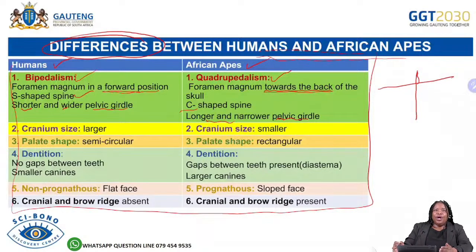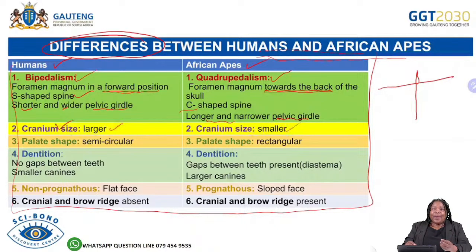Let's continue. The other difference with humans: the cranium size is larger, whereas in the African apes, the cranium size is smaller. Now, when you talk about the cranium size, think of what? The bones that protect the brain. That is the cranium, right? Now, in terms of the size, in humans it is larger, whereas in African apes it's smaller, okay?